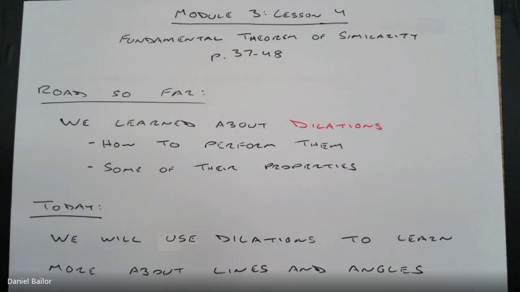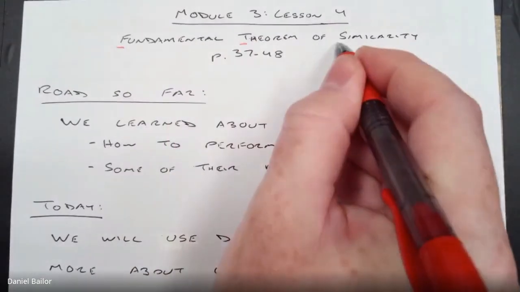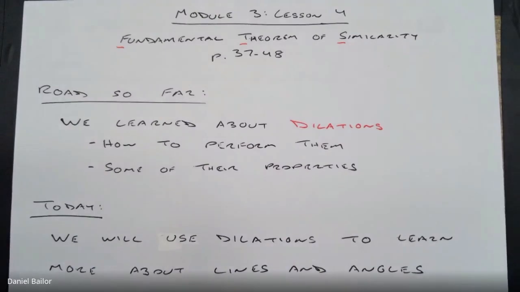Hello, class. Welcome to our next lesson in 8th grade Eureka Math. We're in Module 3 still. We're working on Lesson 4. Now, Lesson 4 has kind of a long title called the Fundamental Theorem of Similarity. We can just abbreviate that to FTS.